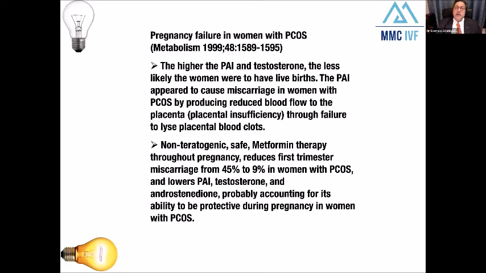Previously, we used to think it is the male hormone and the excess of LH that gives rise to these early first trimester miscarriages. But now we know that it is mainly because of a hormone called plasminogen activator inhibitor. So let's not get into medical details, but metformin decreases this hormone and prevents first trimester miscarriages. It is non-teratogenic, safe, and can be continued throughout pregnancy.